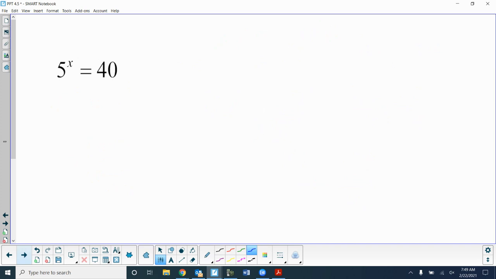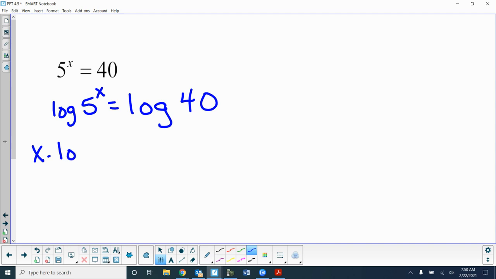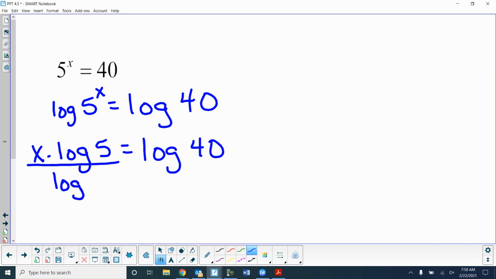All right, this one you can't do that way. I cannot write 40 as 5 to some power. So I have to do the log part. Okay, so you take the log of both sides, log of 5 to the x equals log of 40. And the rule is I can move the x out front and multiply it by the log. And then move the log on the left to the other side by dividing it.